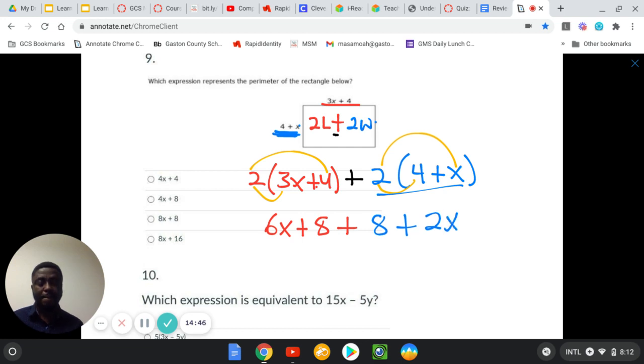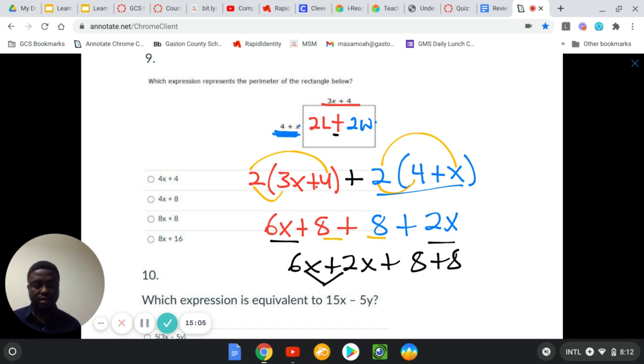Then again, I'm grouping like terms. I have x here, x here. So I have 6x plus 2x plus 8. So I have 8 here, 8 here. 8 plus 8, which is 16. So this becomes 8x plus 16. So that's my answer.